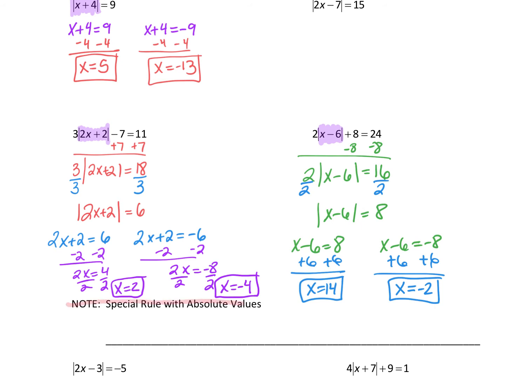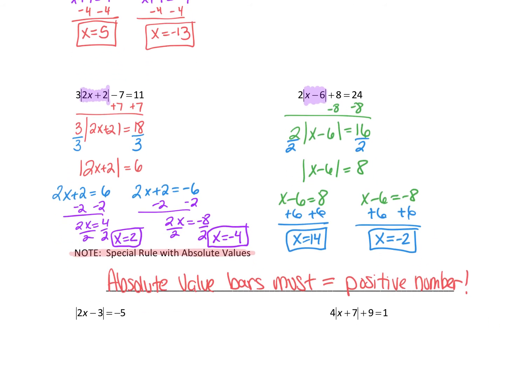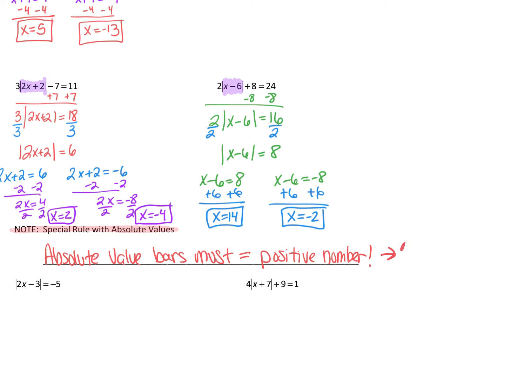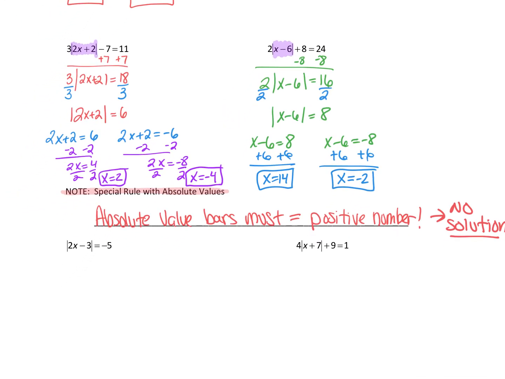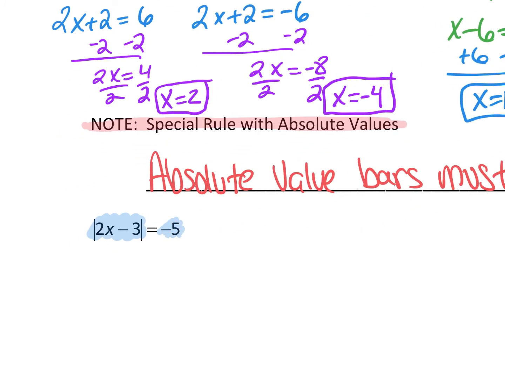Now let's talk about, there's a special rule with absolute values. So we know that absolute value bars must equal a positive number. Now, if this is not true, that means we're going to get no solution. So for example, if we look at this first one, we have the absolute value of 2x minus 3 equals negative 5. Well, an absolute value will always equal a positive. Since it's set equal to a negative to start with, we know that this is no solution.